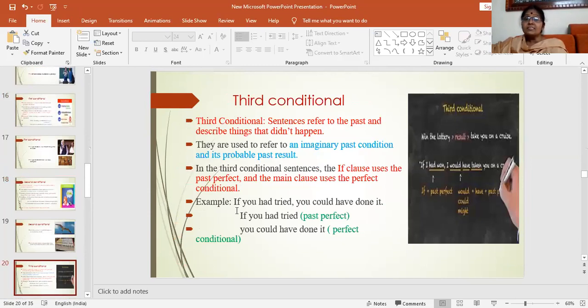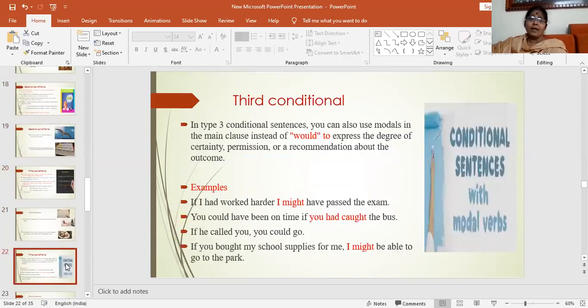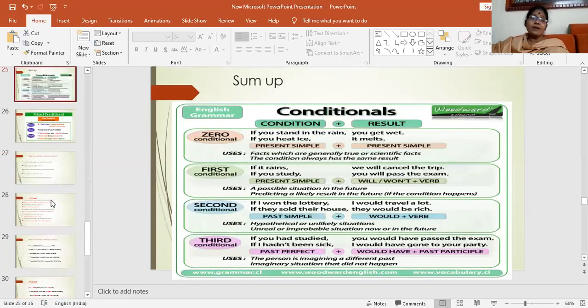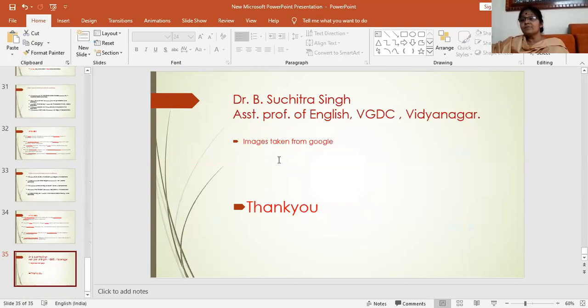Then we have third conditional, which refers to the past and describes things that didn't happen. Example, if you had tried, you could have done it. But he did not try, it did not happen. Then we have mixed conditional, where the time in the if clause is not the same as the time in the main clause. That is, if you had worked harder in college, you would have a better job. So I hope you have understood the kinds of conditionals that we use.